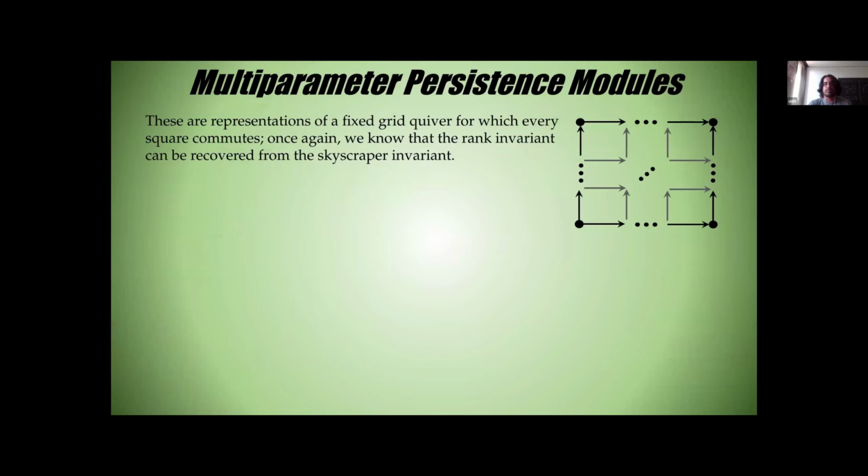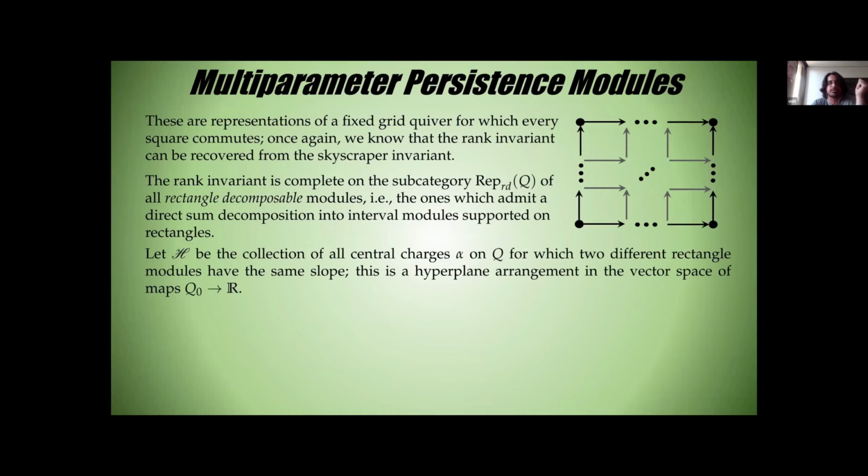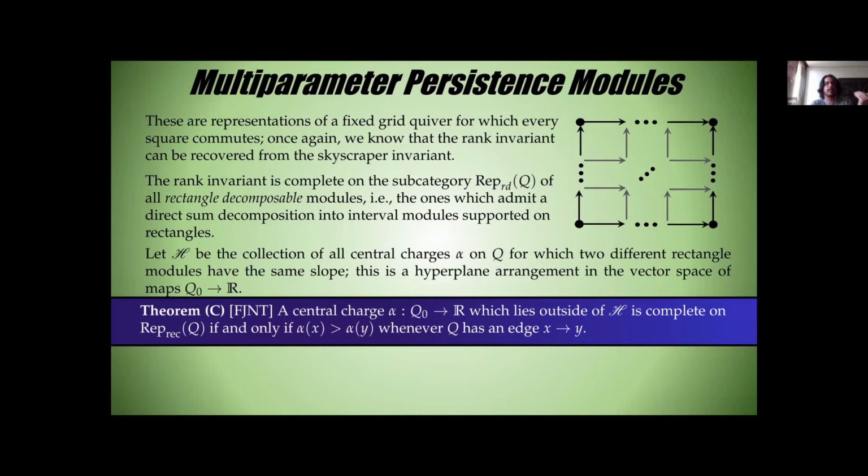For multi-parameter persistence modules, which are representations of these grid quivers where every possible square commutes, we again know that the rank invariant can be recovered from the skyscraper invariant. That's a purely general result. And we know that the rank invariant is complete on the rectangle decomposable modules. And we can do much better than that, which is to say that if you let H be the collection of central charges where 2 different rectangles have the same slope, and this is codimension 1 or worse in the space of all maps from the vertices to R, a central charge which lies outside of H is complete on the rectangle decomposable ones.